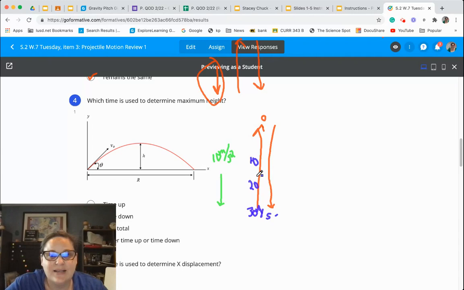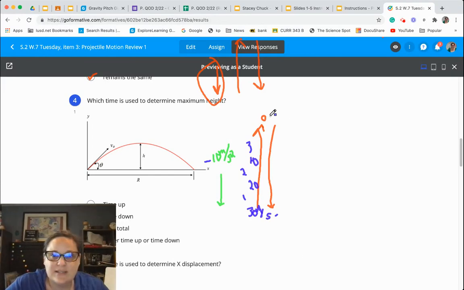So because 10 is acting down, that would be a negative 10. And in this part of it, it's going up, so we would be a positive number. So minus 10 each second. So this would be 1 second, 2 seconds, 3 seconds. It would be going up for 3 seconds if it started at 30 meters per second.